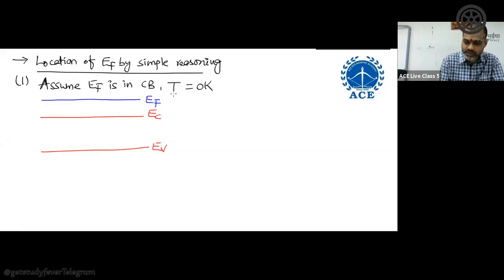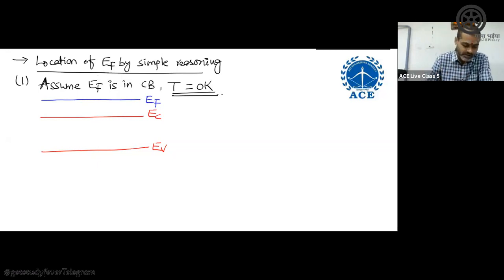This is also important. The temperature I am considering here is absolute zero. Now we know very clearly, please concentrate, that at absolute zero, all the energy levels present below the Fermi energy level are filled states, and all the energy levels above the Fermi energy level are empty. That is the physical significance of EF we have given.